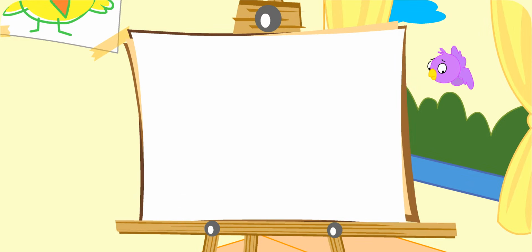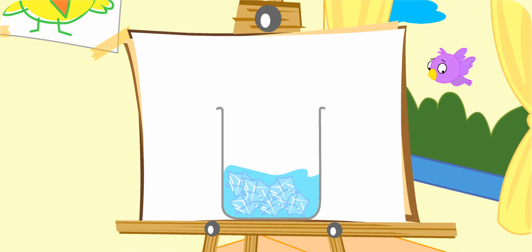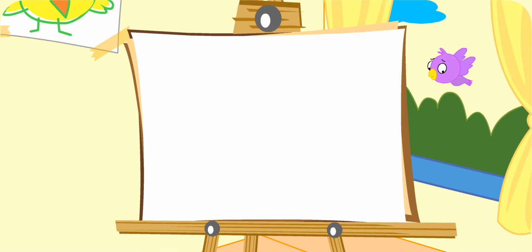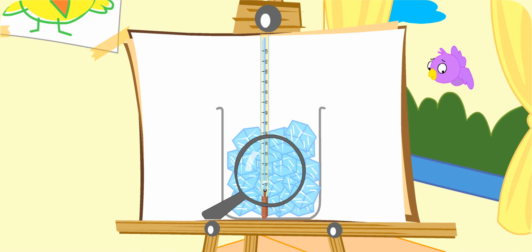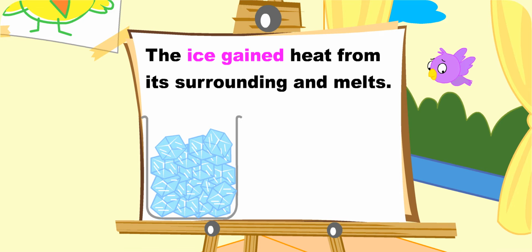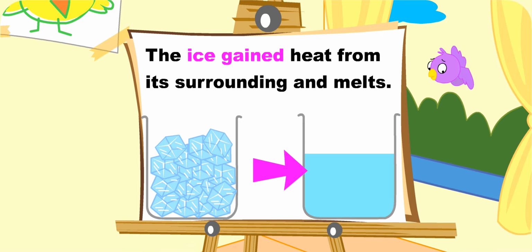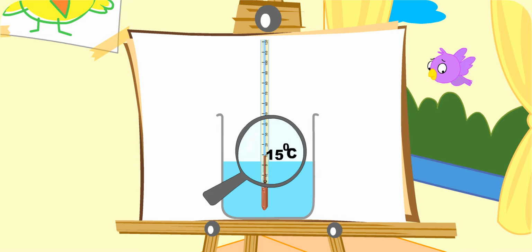Remember, when we were learning about the 3 states of matter, we know that when ice gains heat, it will melt. Let's carry out another experiment. We can see that the temperature of ice is about 0 degrees Celsius. Let's wait an hour and see what happens. The ice has melted. Yes, the ice gains heat from the surroundings and melts. Note the temperature of the water. It's about 15 degrees Celsius.